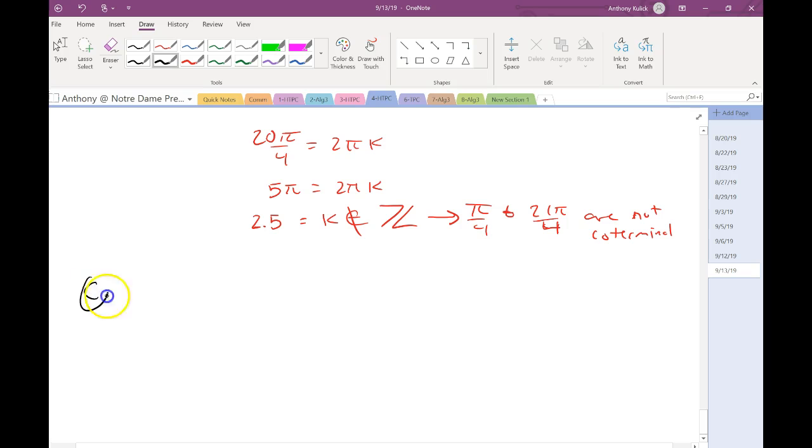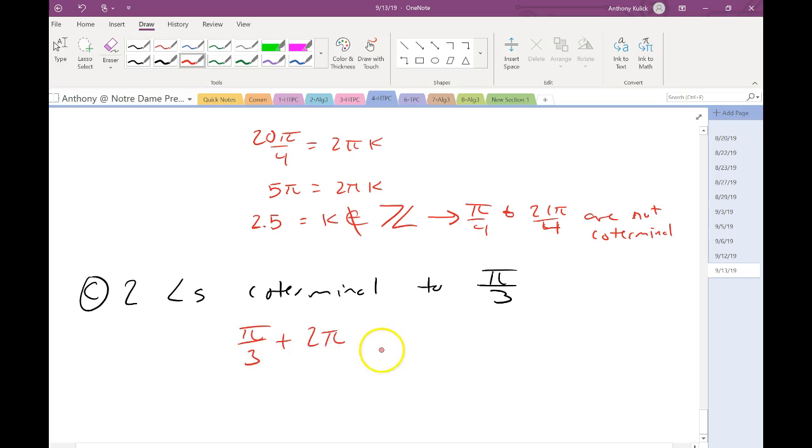What if I asked for two angles coterminal to pi over 3? How would I do that? I'm just going to add or subtract some multiples of 2 pi.